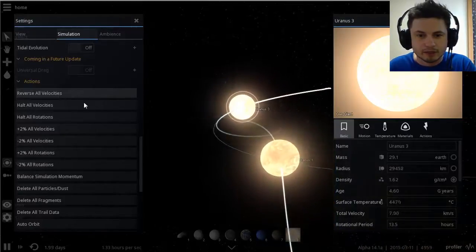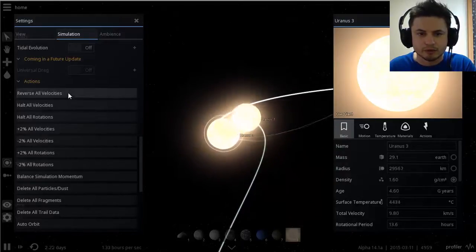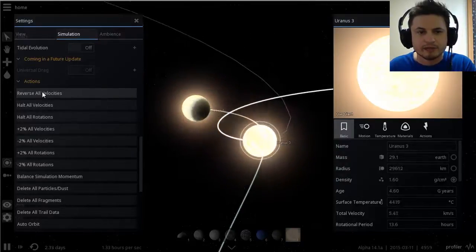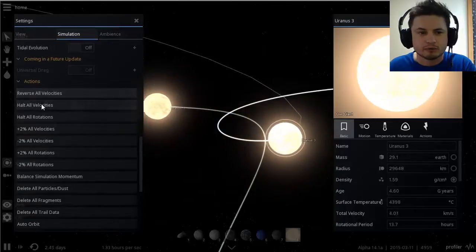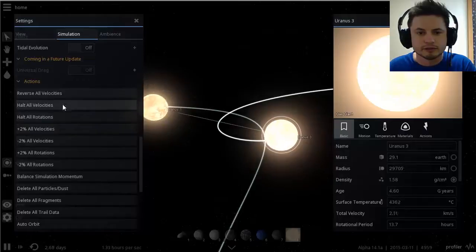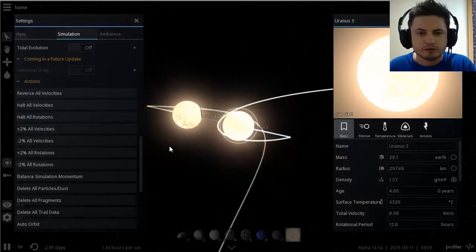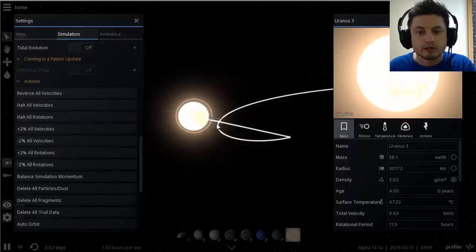So here we have Uranus 3 versus Uranus 1. Who do you think is going to win? I don't know. What do you think? Oh no, they start orbiting. So as things start orbiting around each other, I'll just hold all velocities just to make them smack into each other. And who's the winner? Winner is Uranus 3.